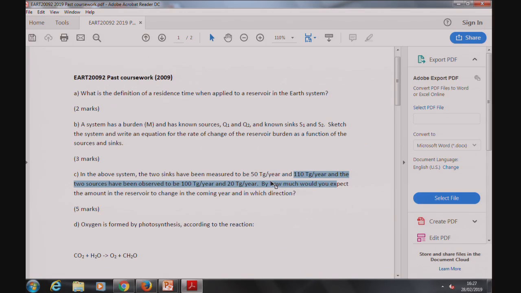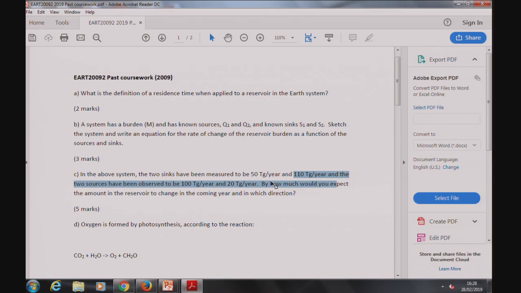How would you go about this? Yeah? You put your hand up. What would you do? You add the sinks together, then add the sources together, find the difference, and whichever one's bigger, that's the direction it's going. Yeah. Again, so you just put it in this equation.